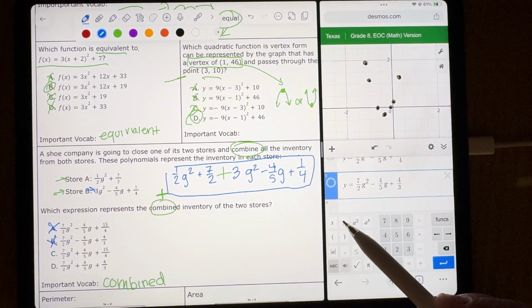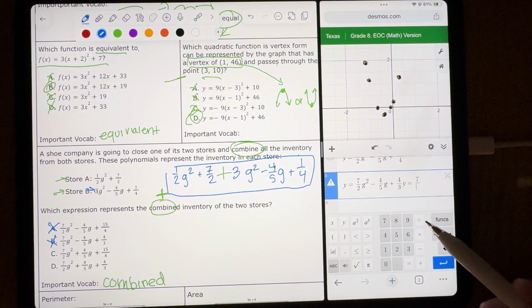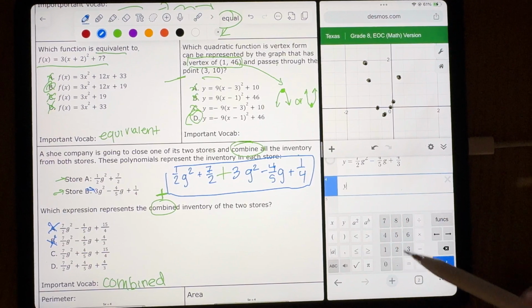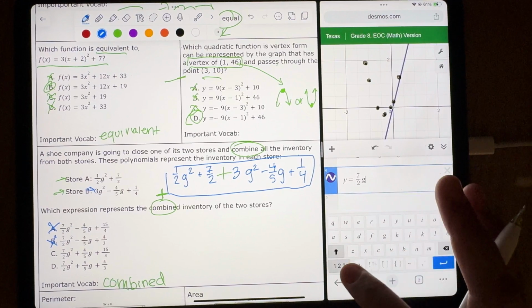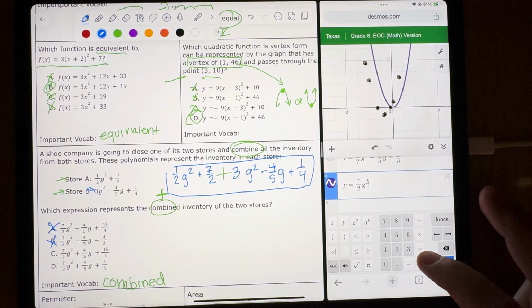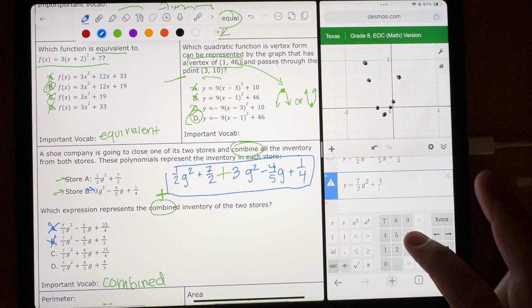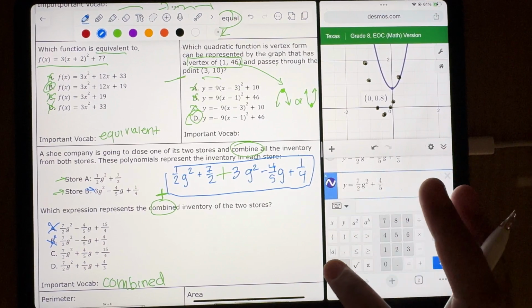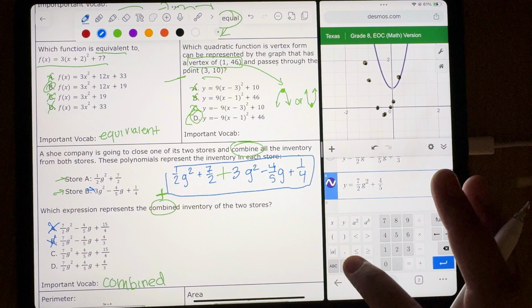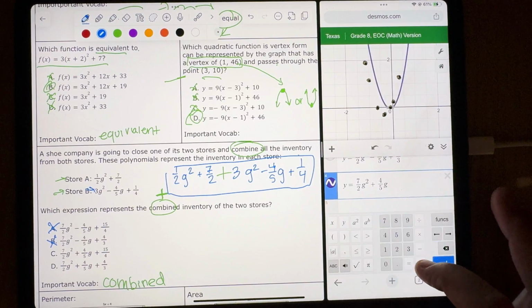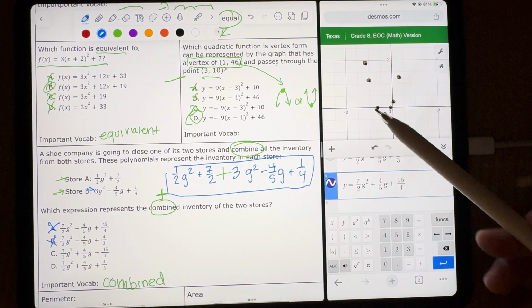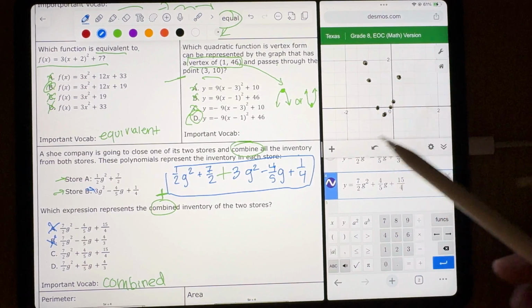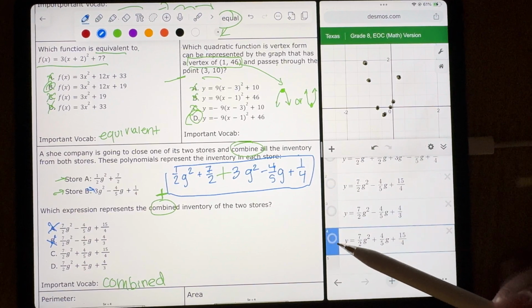Now let's try C. Y equals 7 over 2 g squared plus 4 over 5 g plus 15 over 4. Now again, this one does not show up here, so it cannot be my answer. That means hopefully D is the answer.